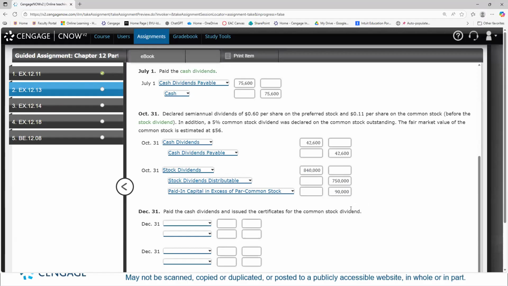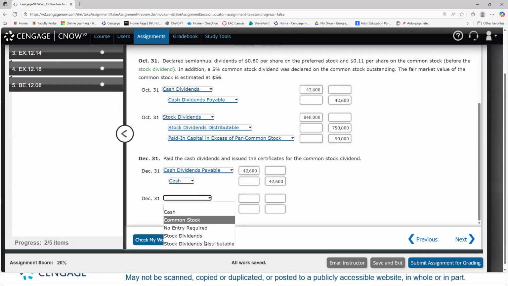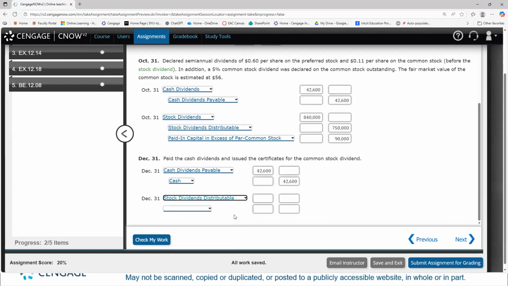Finally, on December 31st, they're going to pay the cash dividend and then issue the certificates for the stock dividends. So to pay the cash dividend, we're just going to debit cash dividend payable and credit cash. That's a pattern we've already been through a couple times now. That's for the 42,600. And then we're also going to debit the stock dividend distributable, 750,000, and credit the common stock, 750,000.